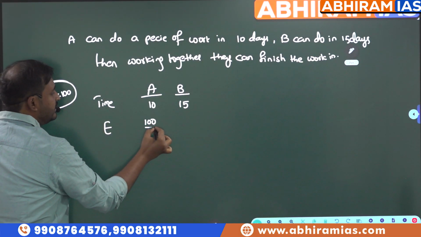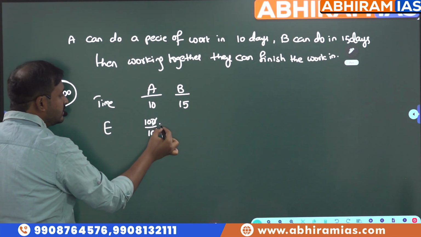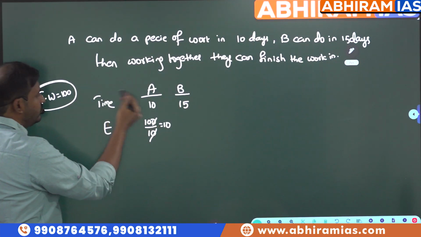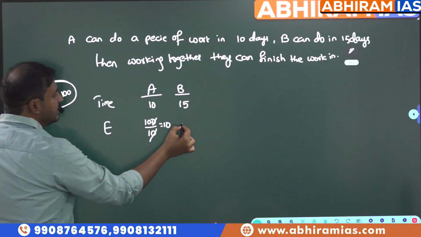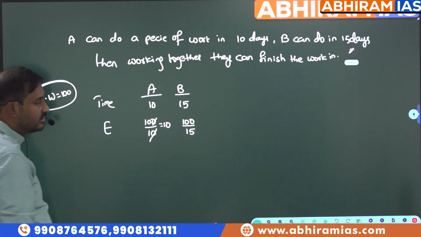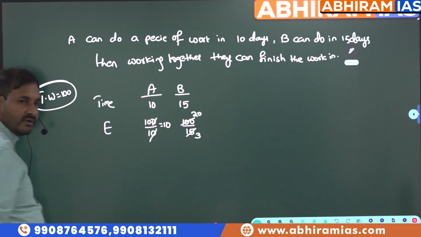100 by 10. Total work by time taken, right? So this becomes 10. Next, similarly, what is the time efficiency of B? That is 100 by 15. So this becomes what for me now? 20 by 3.